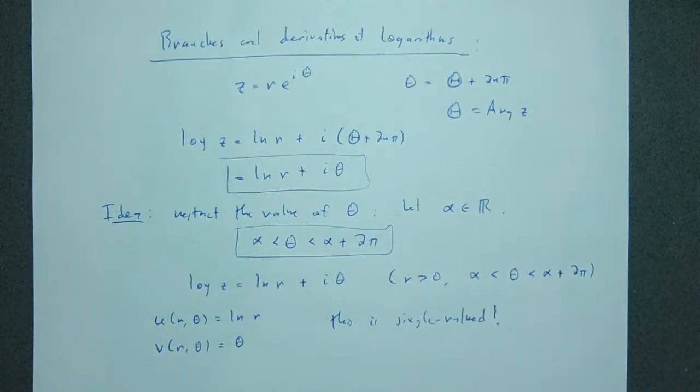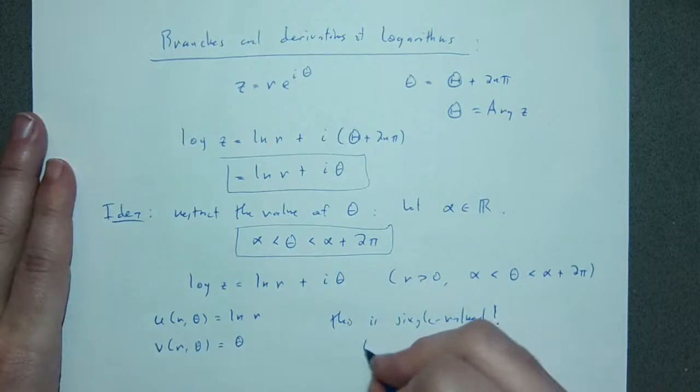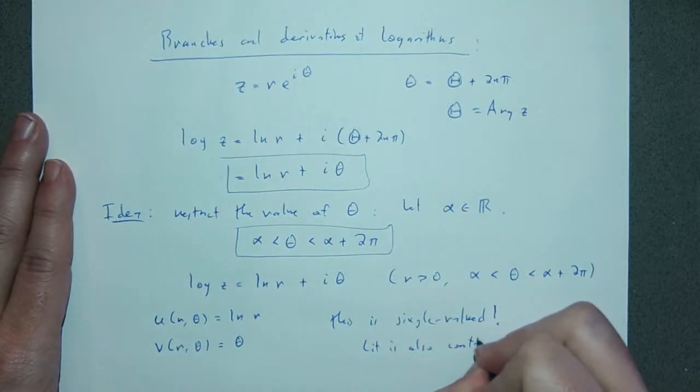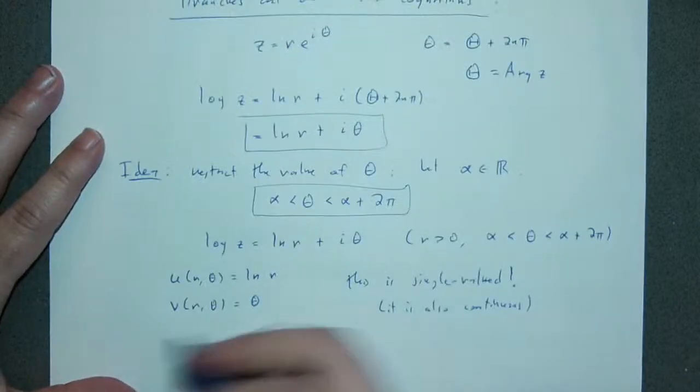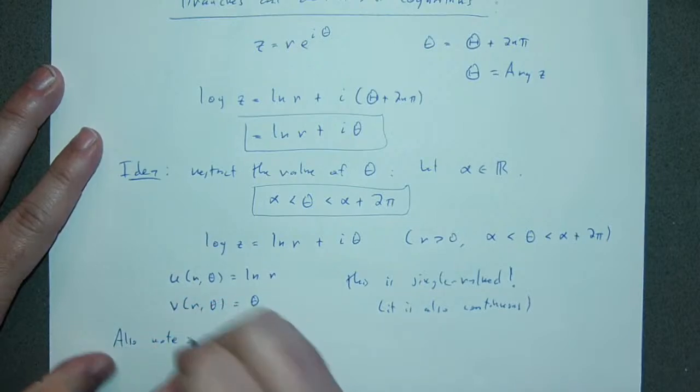Okay, it's actually also continuous in this domain. Now, about continuity, it would be a little trickier if we actually didn't have strict inequalities here. But because we are not including this angular value alpha, it's continuous everywhere on this specified domain. And actually, not only that, it's better than continuous. It is actually analytic. Also note, even better, this is analytic.